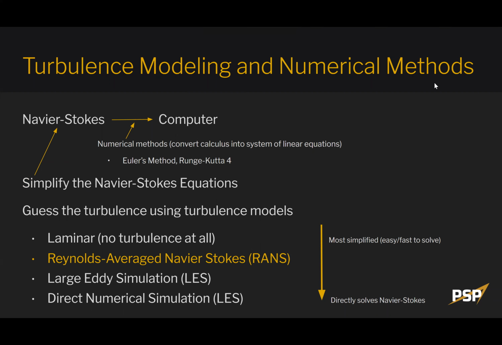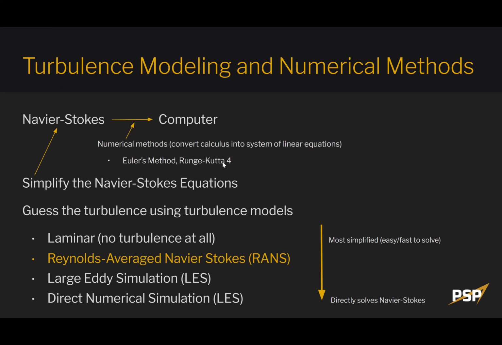Then you use what are called numerical methods, which is Euler's method, Runge-Kutta-4. These are just ways of converting your PDE into some form of linear equations. From there, you can use linear algebra or some form of matrix manipulation to solve your linear equations and get results for each node.